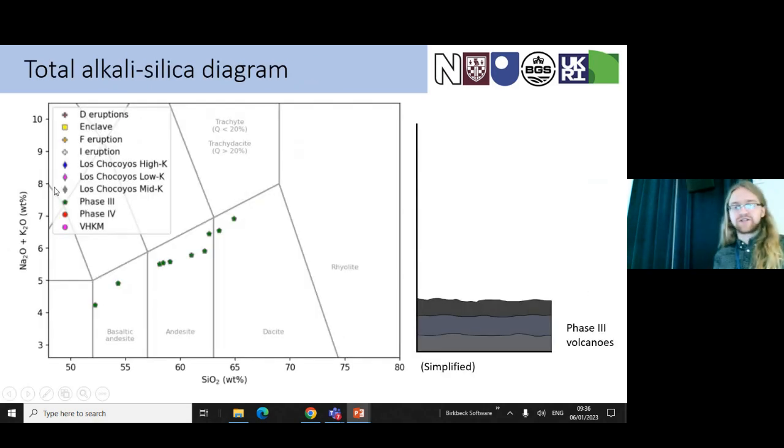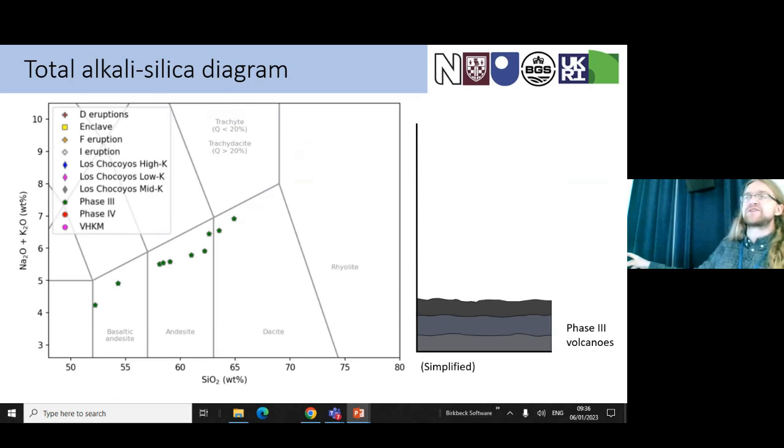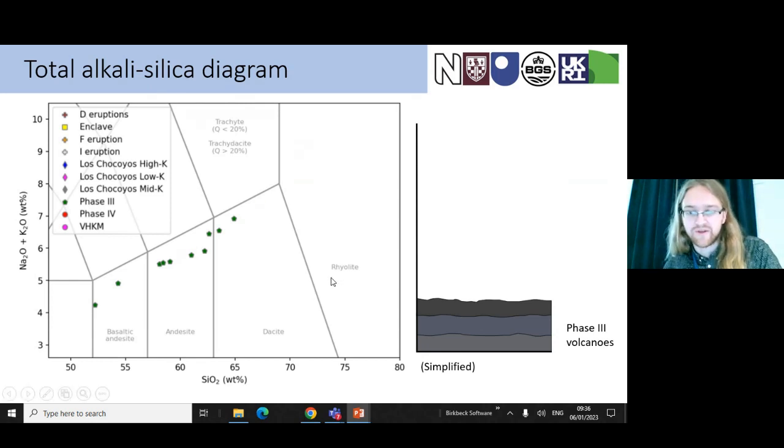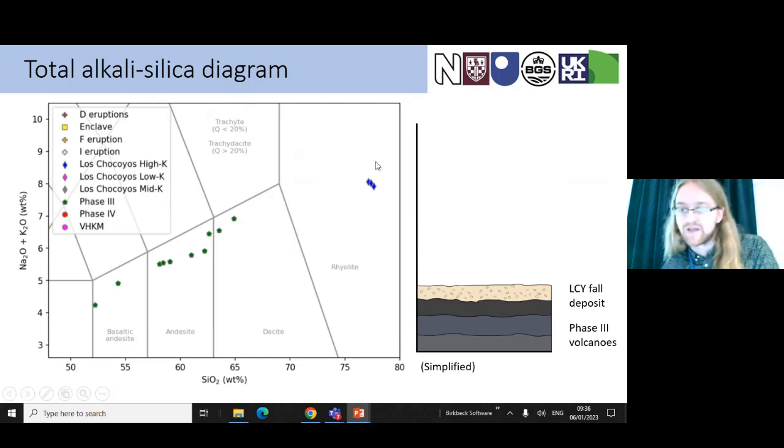So quickly, I'm going to take you through the classification of the rocks that we see at this centre. This is quite a simplified stratigraphic diagram next to the TAS diagram. We start off with the phase 3 stratovolcanoes, both in the old and new positions of the arc. There's 3 of them. These are then followed by the Los Chocoyos fall deposit, which is a single compositional unit, which is high potassium rhyolites.